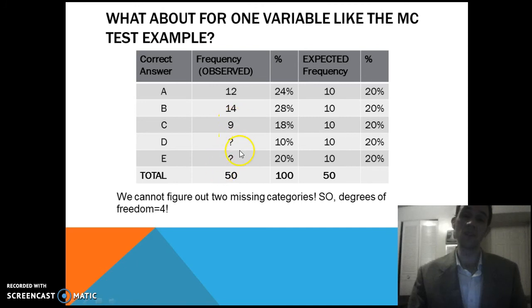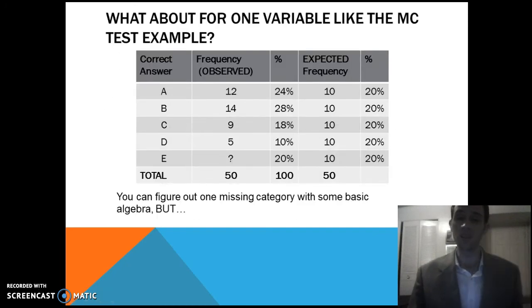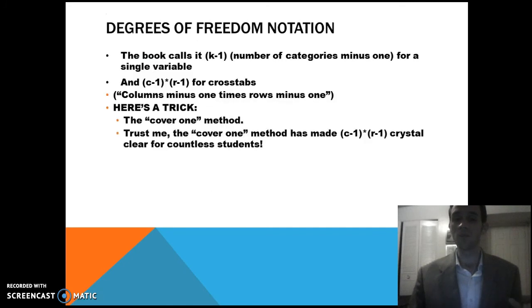And again, it doesn't have to be these 2 cells. If any 2 cells were missing, we'd no longer be able to fill in exactly what goes in those cells. But if any one of these cells went missing, we would know how to fill in that cell based on the others. So in this case, we have 4 degrees of freedom. We need 4 cells in order to fill out every single category, or to know the frequency that goes with every single category. So here we have degrees of freedom 4.